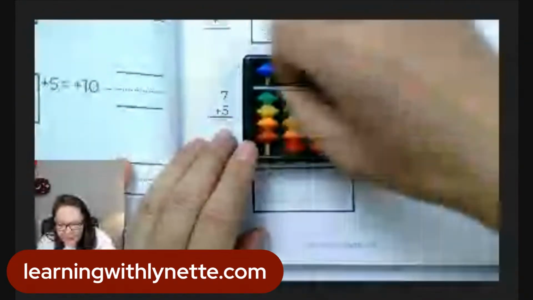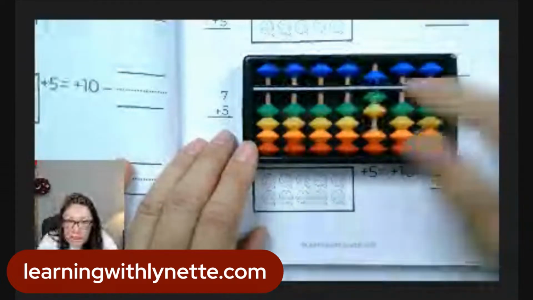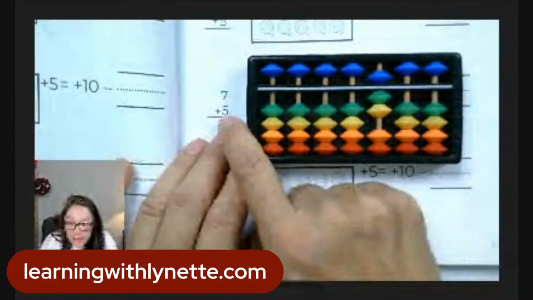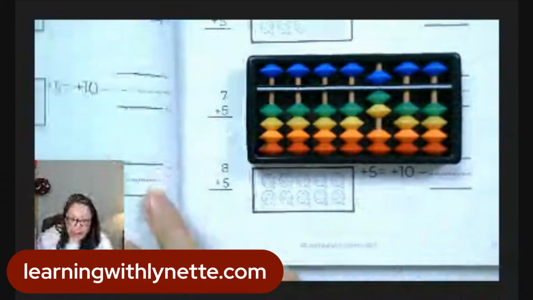If I have 7 and I have plus 5, how do I add the 5?